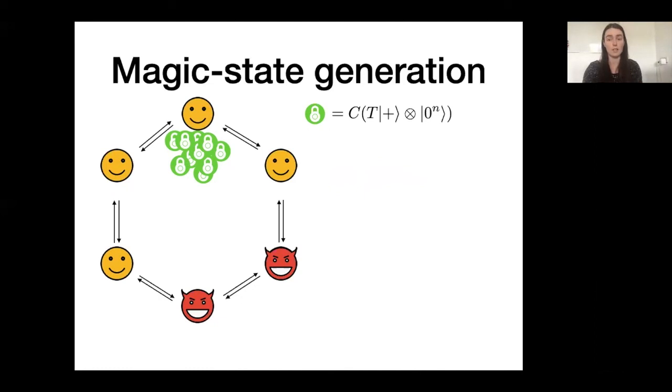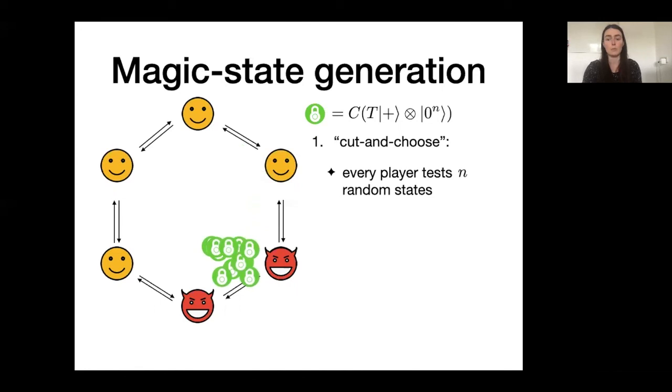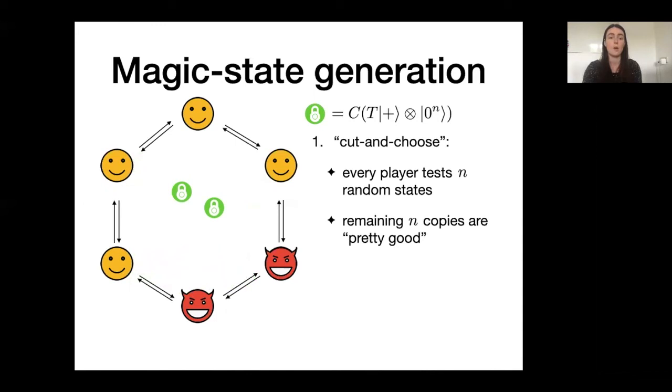The first phase is a cut and choose. The states are all sent to the next player, who selects n random states and asks, through the classical MPC, for the key so that they can decrypt and test whether they're in the right state. And this continues around the table, with every player testing n random states until there are only n left at the end. It goes to the final player, and at the end there are n states left. These remaining n copies are pretty good in the sense that with very high probability, only a small constant fraction of them is not in the correct state.